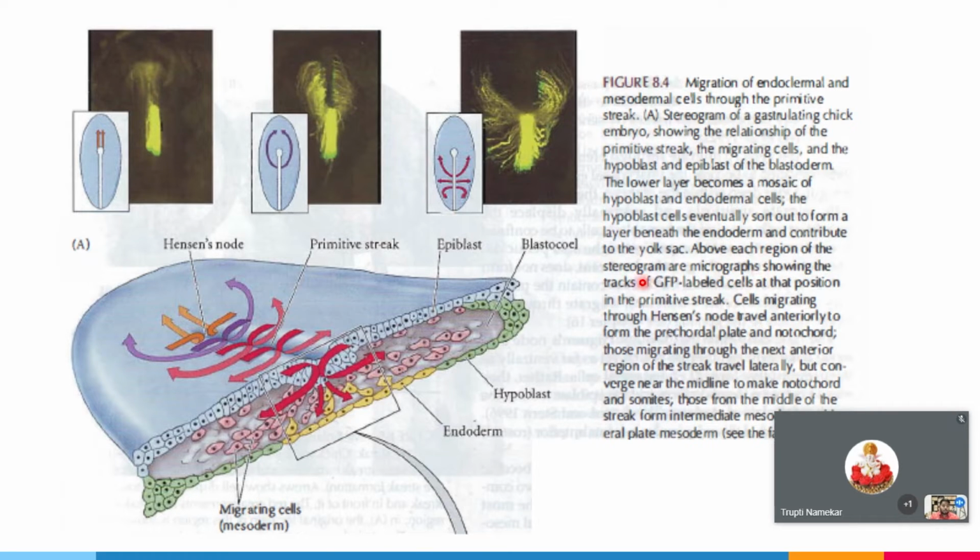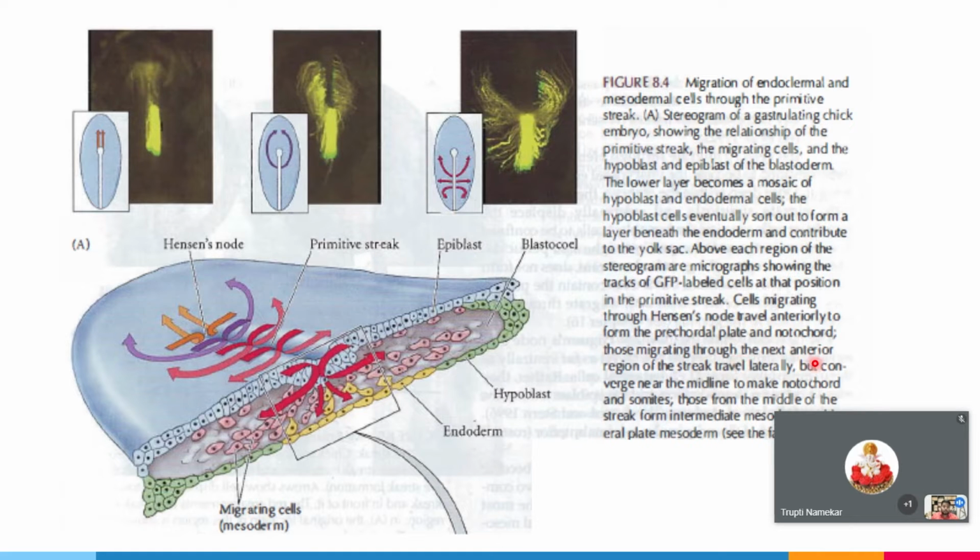Above each region, the stereograph or micrograph shows the tracks of the GFP labeled cells at the position in the primitive streak. So we are able to visualize how exactly the cells look as they are migrating through the layer. This broad line is the primitive streak, and these are the cells that are going into the embryo via the primitive streak. Cells migrating through the Hensen's node travel anteriorly to form the prechordal plate and the notochord.